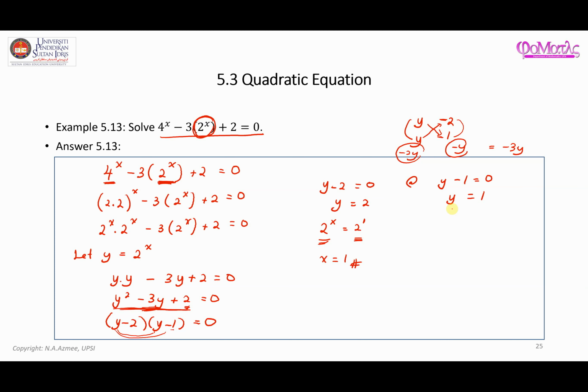Now for this one, y, which is 2 to the power of x, is equal to 1. Now if you want to solve for x, you can express 1 in terms of 2 to the power of x, and this one must be 2 to the power of 0. When 2 to the power of 0, the result is 1. Therefore, by comparison, you can see that x must be equal to 0. So these are the solutions to this example. And of course, you can check that these solutions are correct. Okay.